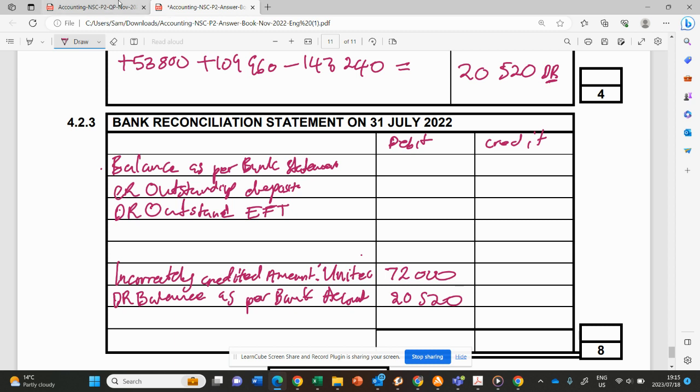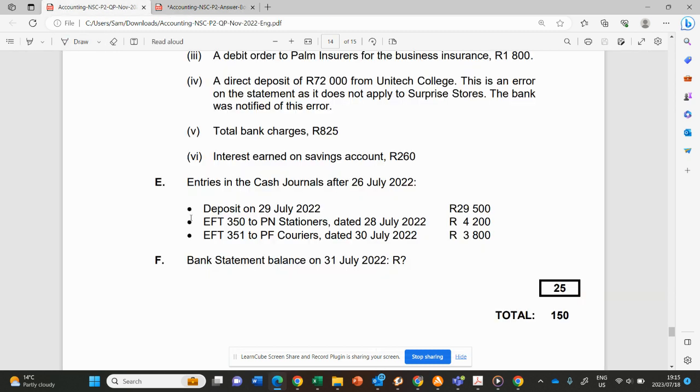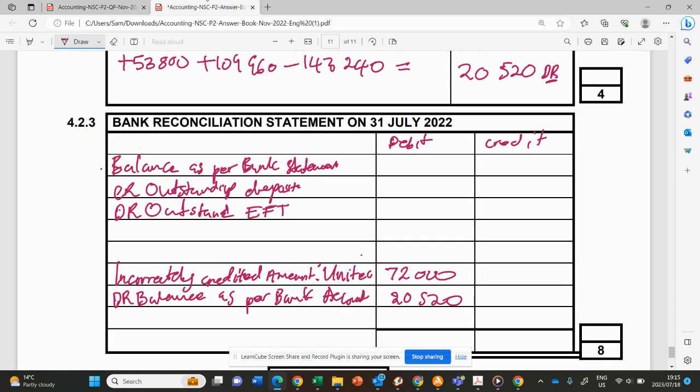Now let's see the information that will go to the BRS. Information E says there's a deposit. It appears on the CRJ, cash receipts journal, a deposit on the CRJ. So that will be a credit outstanding, a deposit, of 29,500. Then that will be 29,500 here.